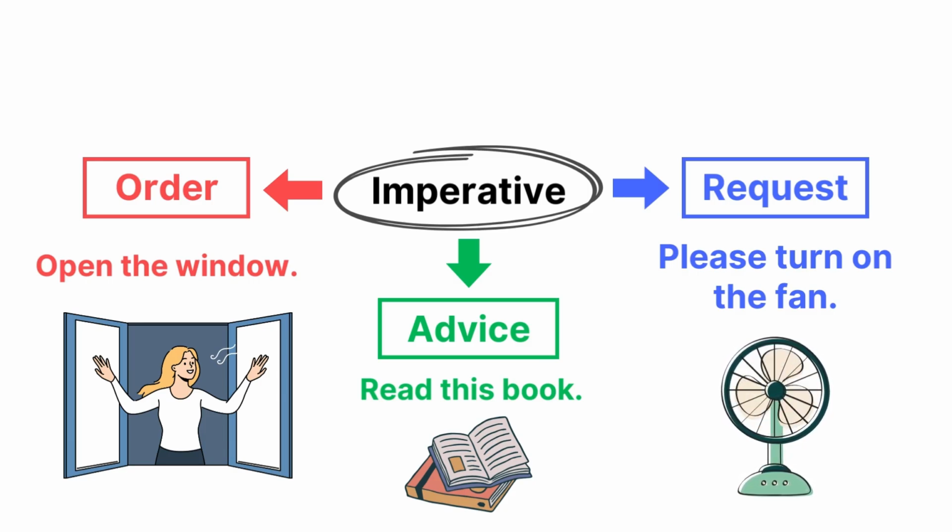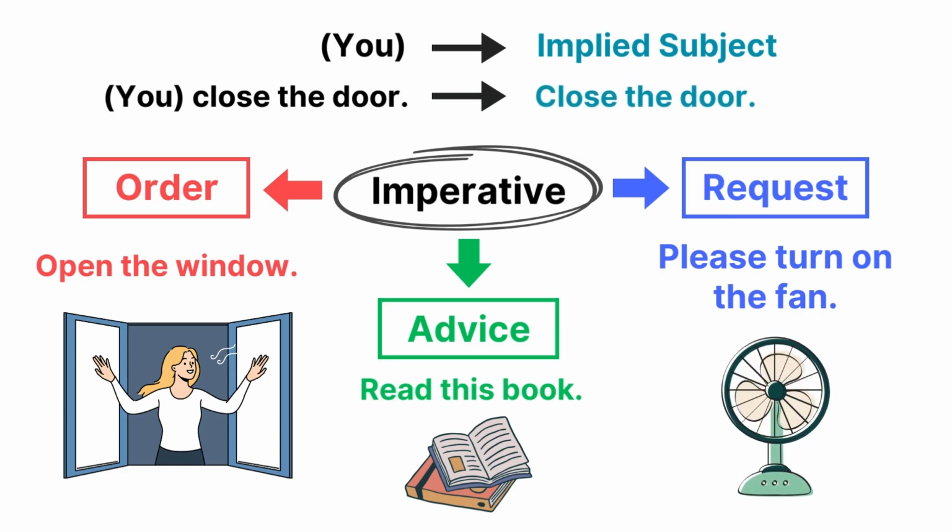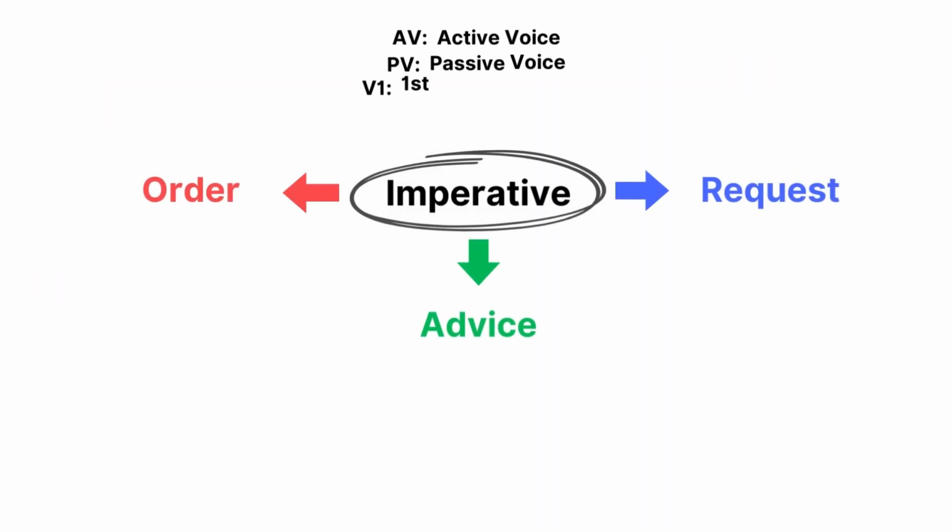These are the 3 ways in which an imperative sentence functions. Remember that you is an implied subject in imperative sentences. For instance, you close the door. Close the door. As you see, we don't mention the subject, you, it is an implied subject here. Now, let's learn how to convert an active imperative sentence to passive.